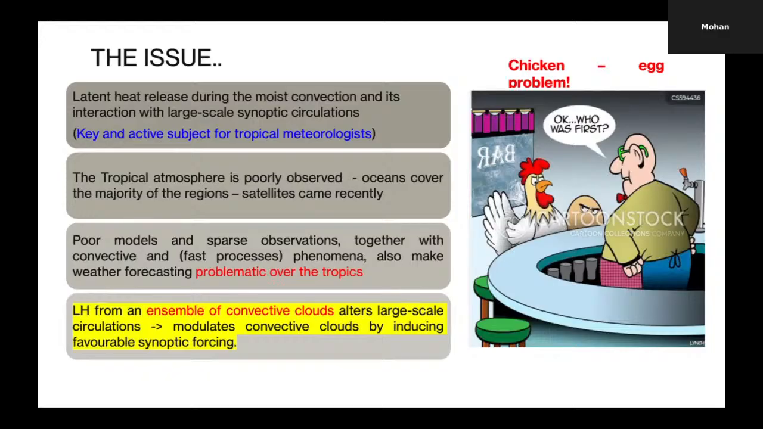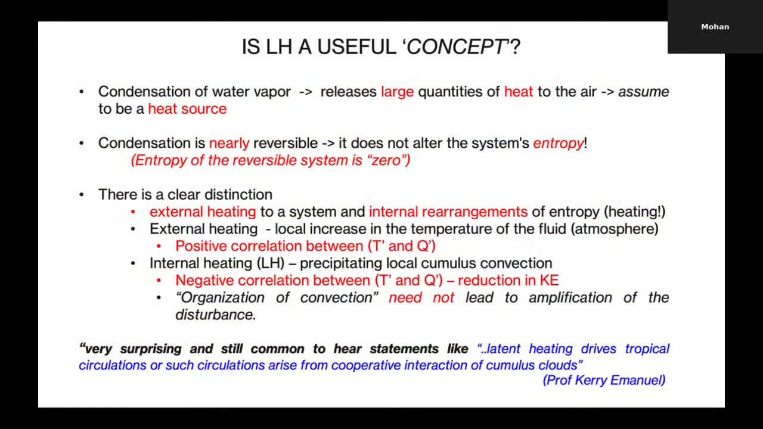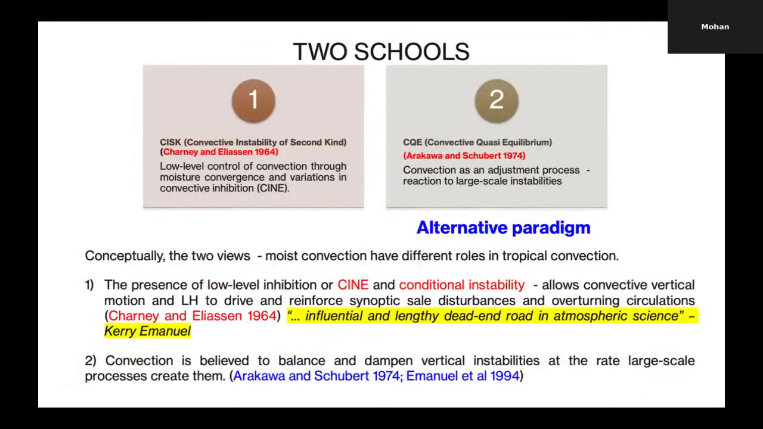To understand this issue, people have different theories. I'm not going into the latent heating concept here, but there are two schools. One is the convective instability of the second kind. That school says the atmosphere should be in an unstable condition to generate deep convection. It makes sense, right? Whatever school one says makes sense, because you should have conditional instability, then you will get deep convection. That's what I told you earlier, and what I showed you in the T diagram as well.